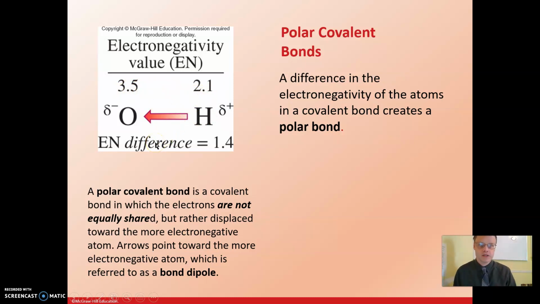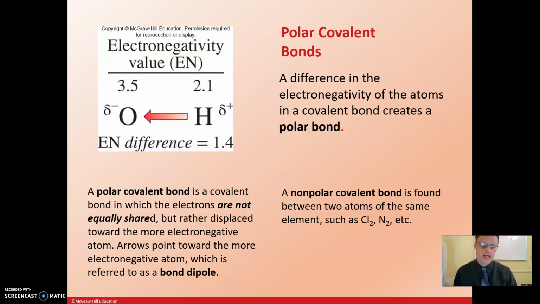And as a consequence, more of that electron density goes over to the oxygen, giving it a partial negative charge and the hydrogen a partial positive charge. And this gives us what's called a dipole moment, and we denote that with this arrow that points towards the more electronegative atom. And if we have a covalent bond where the two atoms in the bond are identical, they're going to have the same electronegativity, and it's going to be nonpolar.